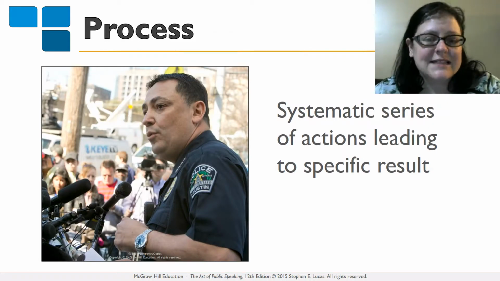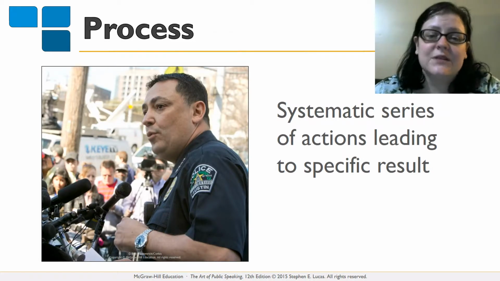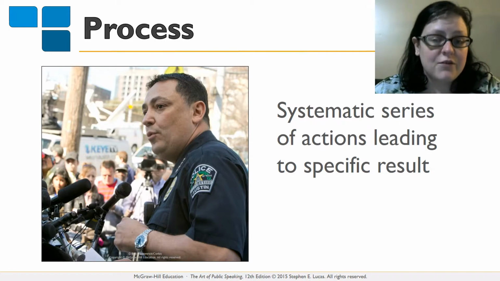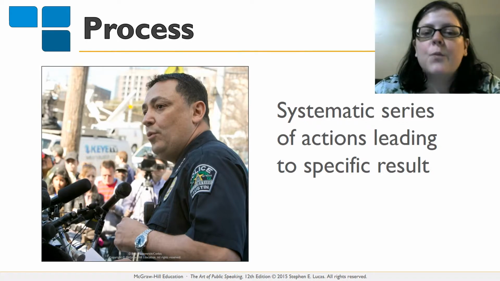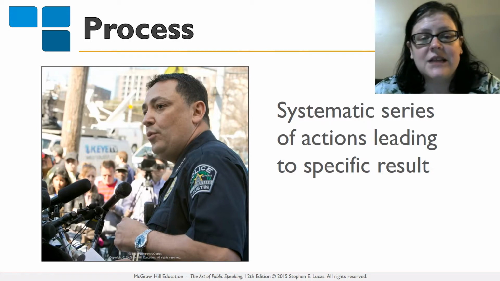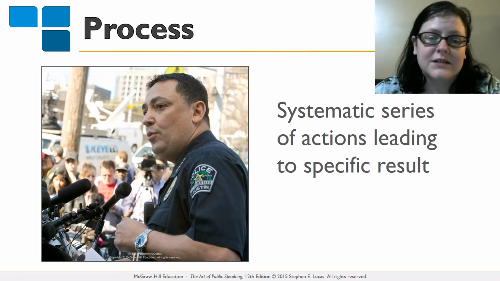A process is a systematic series of actions that leads to a specific result or product. Think of it like a recipe. If you follow the directions and use the right tools or ingredients, you will achieve the desired result. Process speeches explain how something is made, how something is done, or how something works.